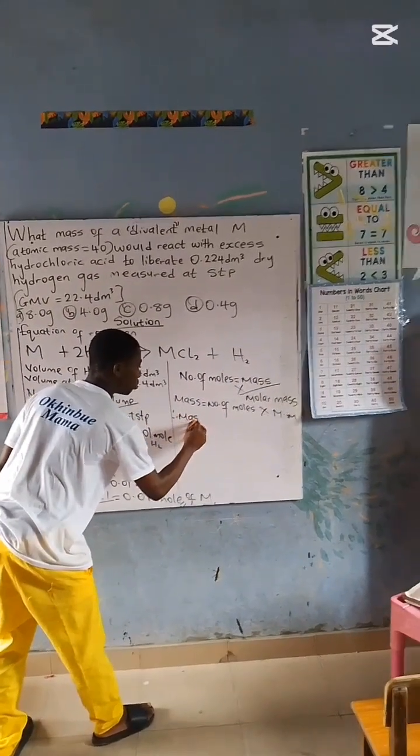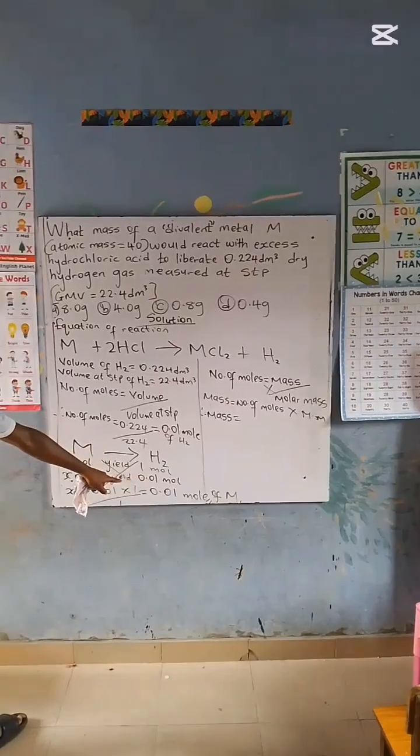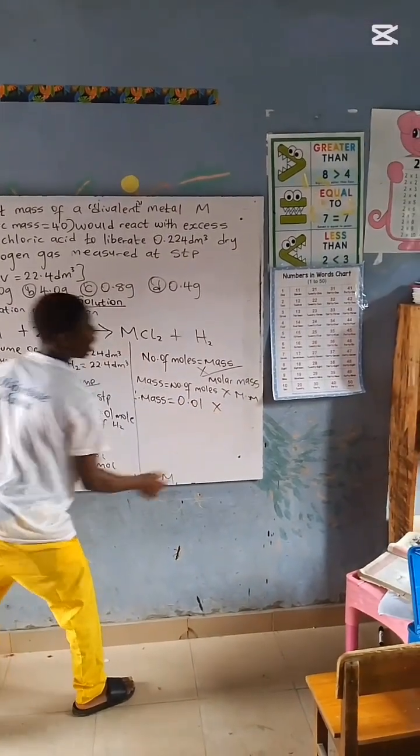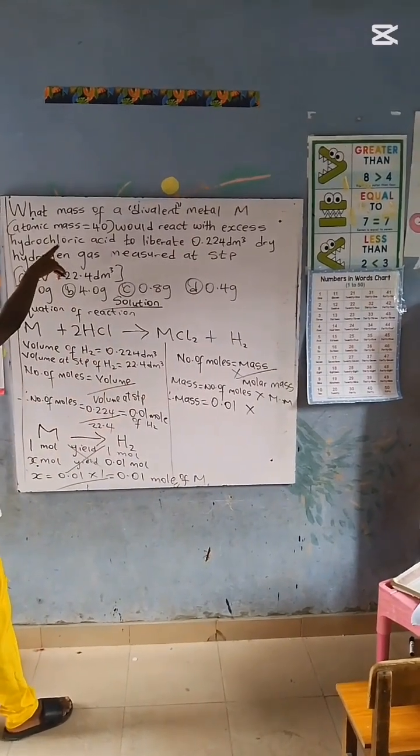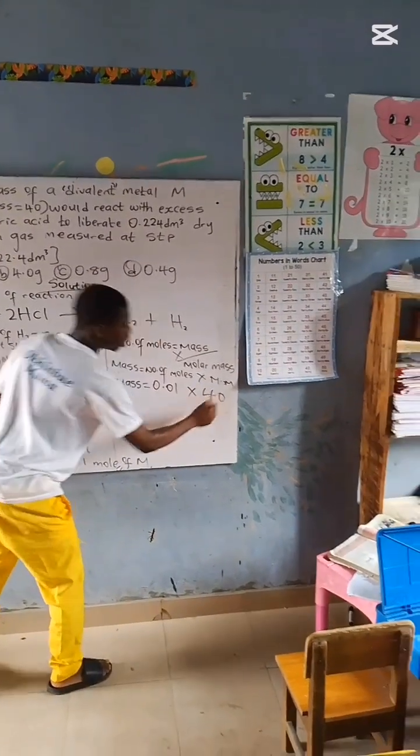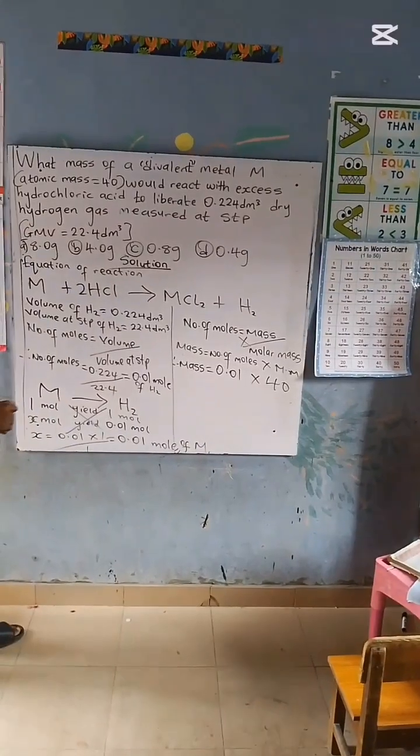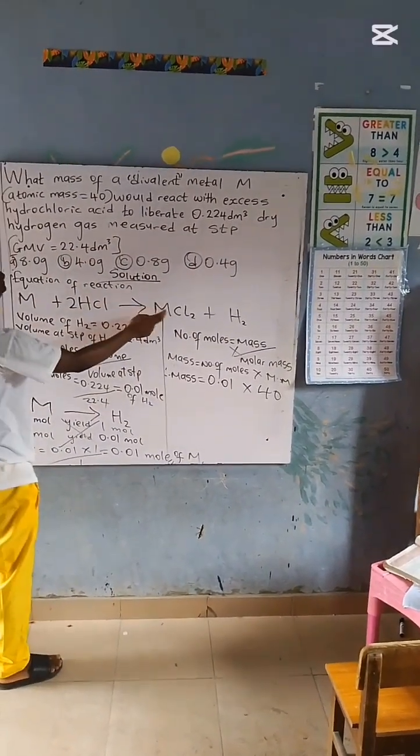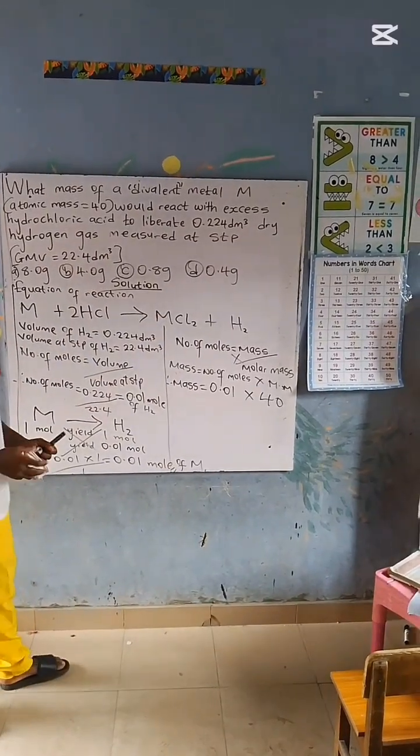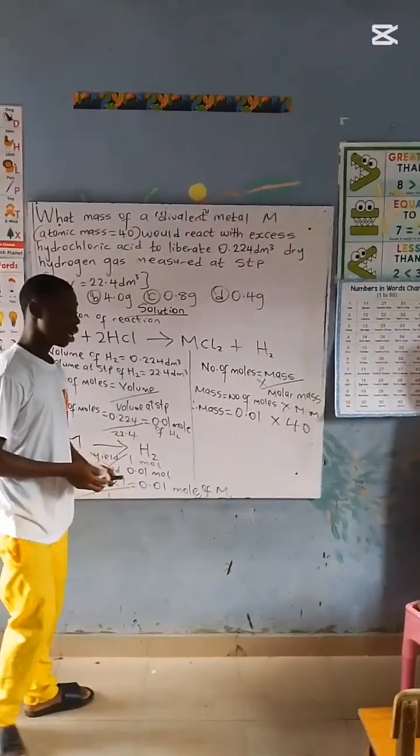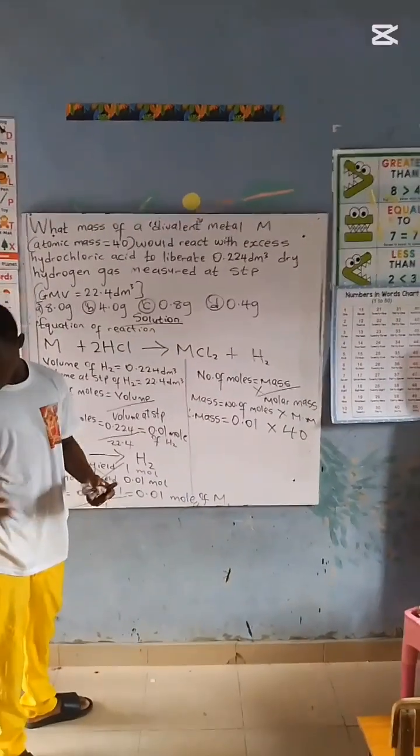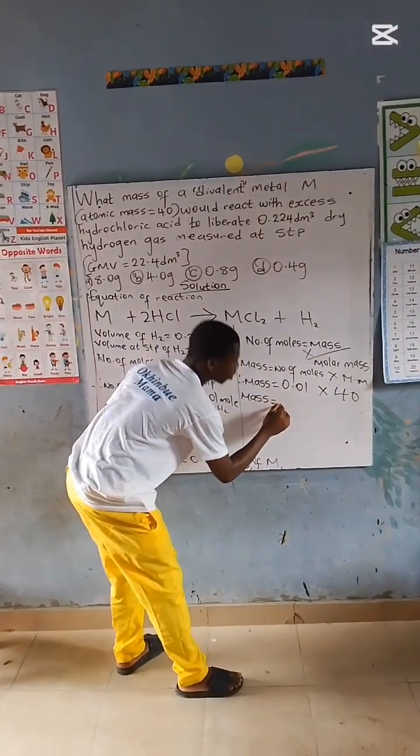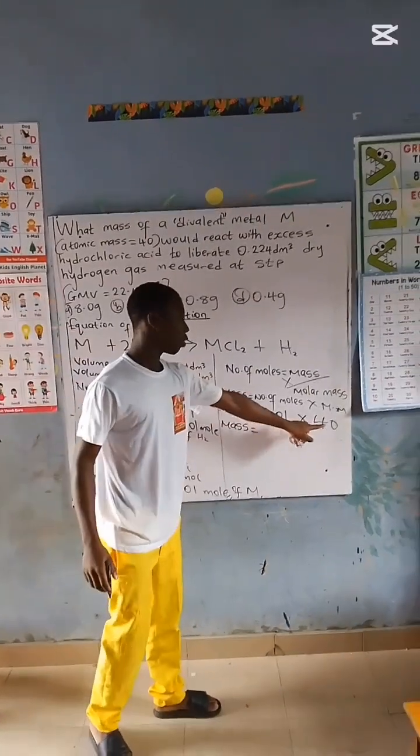Therefore, mass will be the number of moles, which is 0.01, and the molar mass of the metal is 40. Even from here, as a good chemistry student, you can say that this metal is calcium, because calcium has an atomic mass of 40 and atomic number 20. Let's move on. Therefore, mass will now be equal to 0.01 times 40.